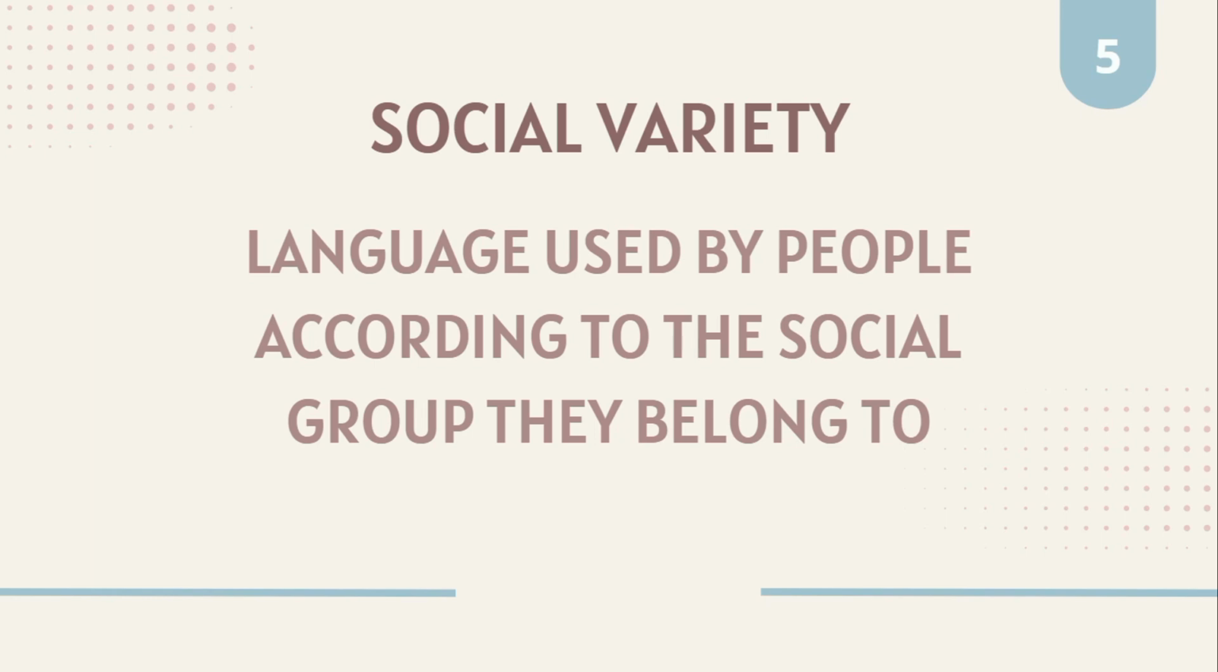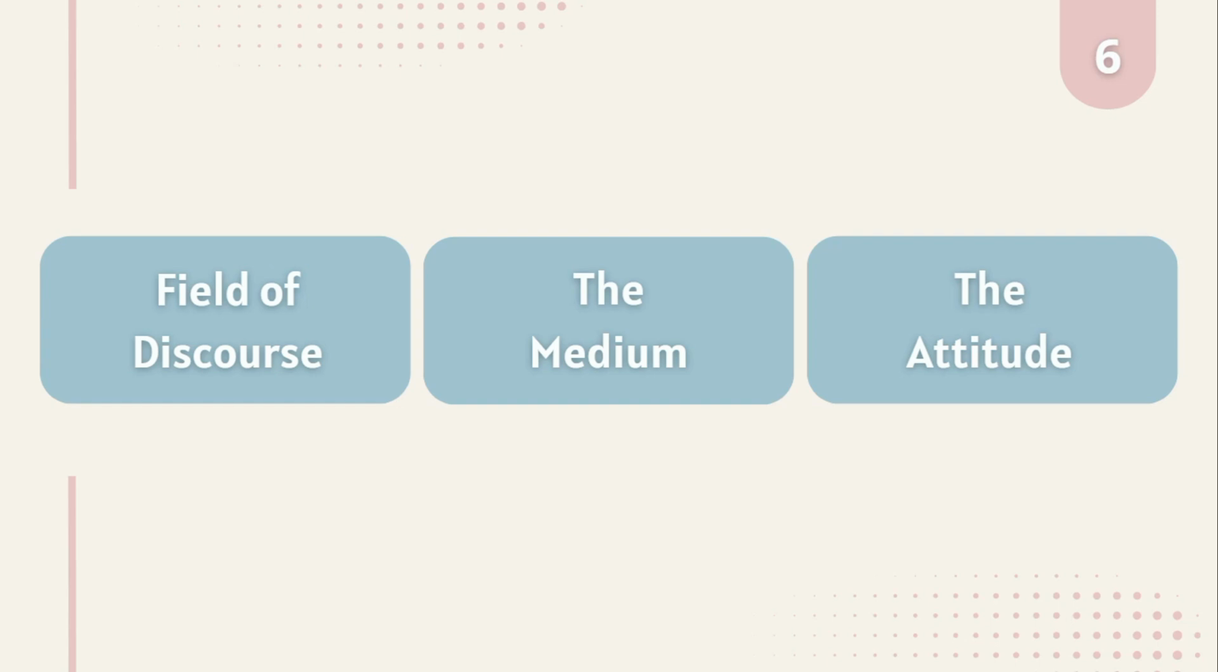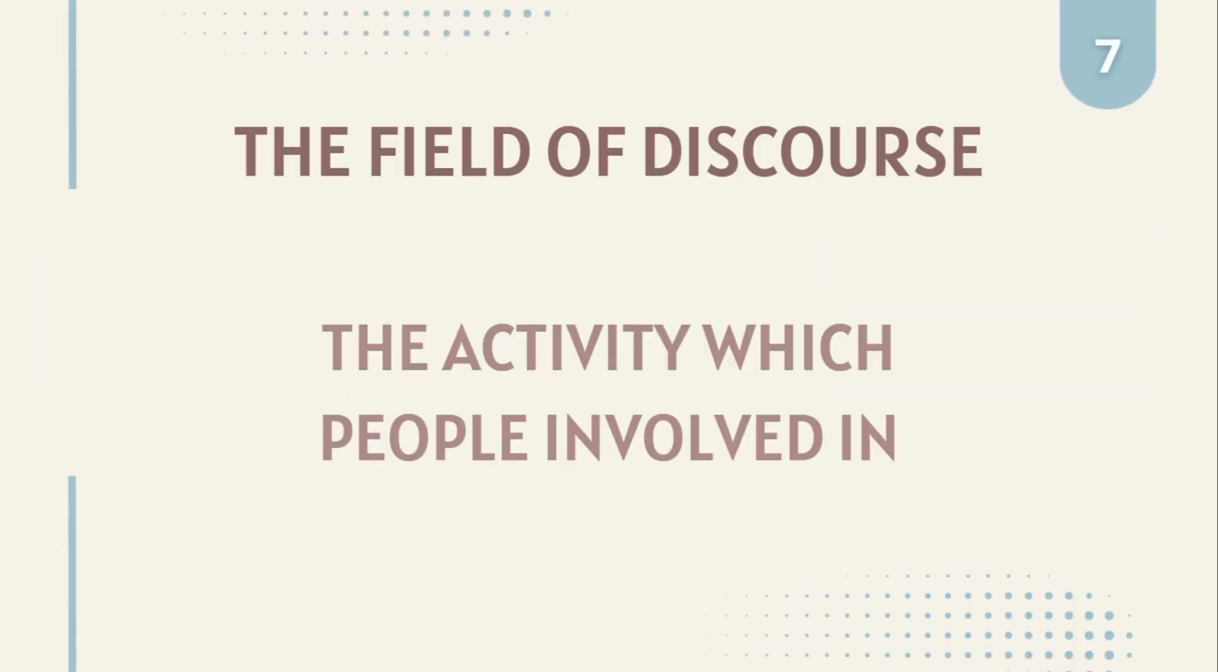Both regional and social varieties relate to the field of discourse, the medium, and the attitude. The field of discourse is the activity which people are involved in, or what the language is about. This results in different languages.